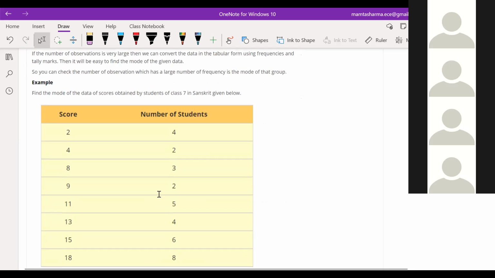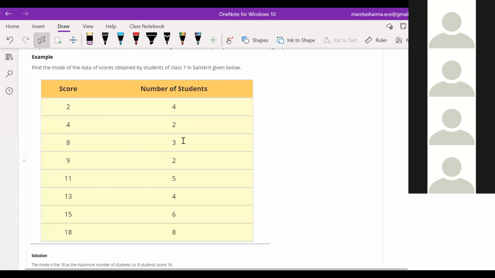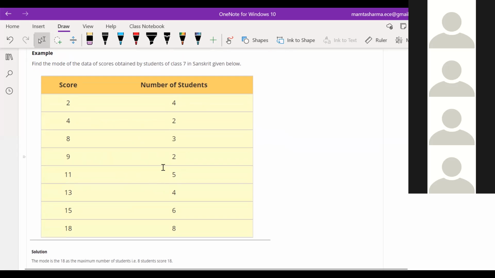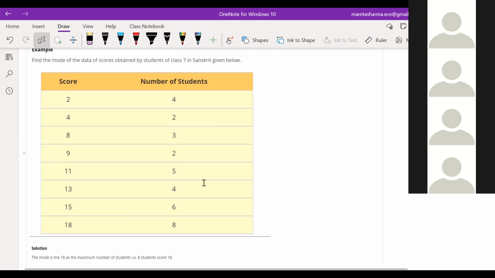Mode of a large number of observations. If there is a large number of data, let's take this example. Score has been given and number of students has been given. Now tell me the mode of this. Ma'am, 4 and 2 are repeating, both 2 times. See, 4 and 2. So what is the highest? Ma'am, 4 and 2, both are repeating the same.